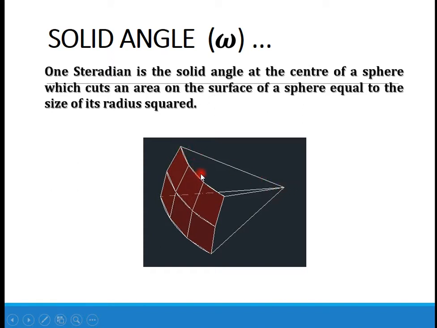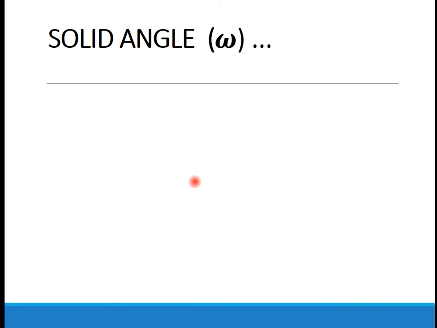So we have just produced a portion of a beam made by 1 steradian. The distance from that light source to the edges is equivalent to the radius, and the dimensions of the shadow formed by the beam from the center are also equivalent to the radius. So if we find the area of this red part, it is going to be r times r, which is r squared. That's 1 steradian. That's the value of the solid angle.